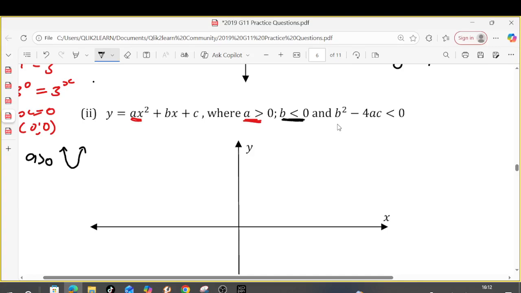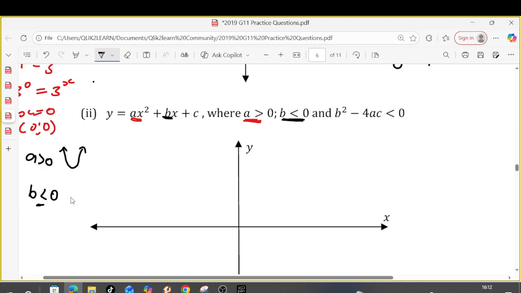Now let's talk about this b less than 0. I need you to pay attention on this one. If the value of b is less than 0, what will happen to the graph? The value of b affects the position of the vertex, making it shift to the right or left. But if it's less than 0, it's going to shift where? It's going to shift to the right.